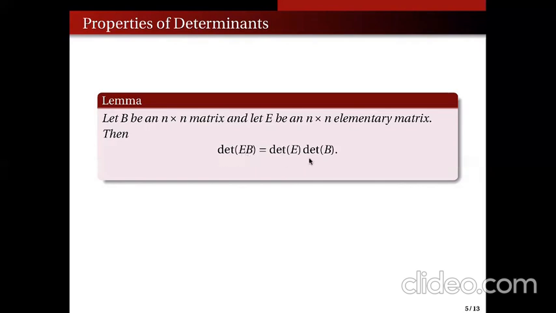But the theorem tells us the determinant of the product EB equals the determinant of E times the determinant of B. And recall also that the determinant of E only has three cases. So either it's positive 1, negative 1, or some scalar K. So positive 1, negative 1, or some scalar K.